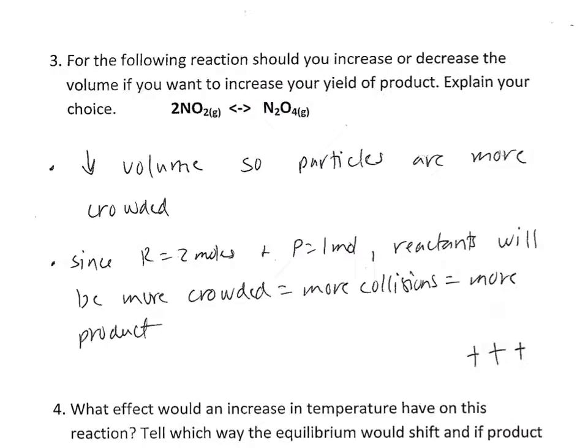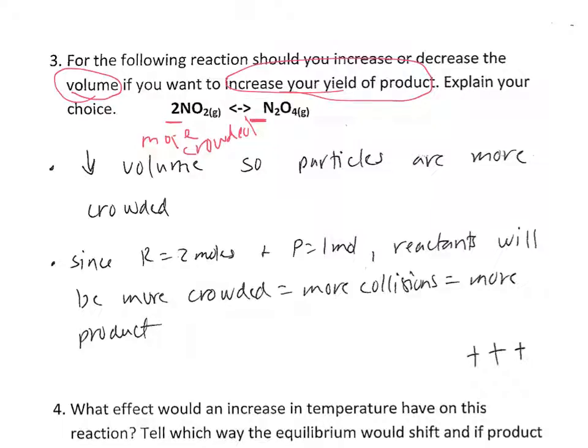Question number 3, volume and pressure get a little trickier to think about. But as you read through the question, let me show you the way I analyze these questions. It says, for the following reaction, should you increase or decrease volume if you want to increase your yield of product? So I want more product. If I have to change volume, that is going to have the greatest effect on the more crowded side. So the first thing I need to know is which side is more crowded. I've got 2 moles on the reactant side, but only 1 mole on the product side. So my reactant side is more crowded, so it is going to be more affected by a change in volume.